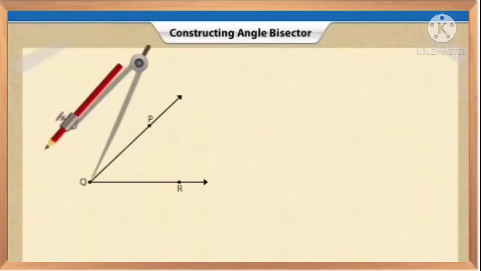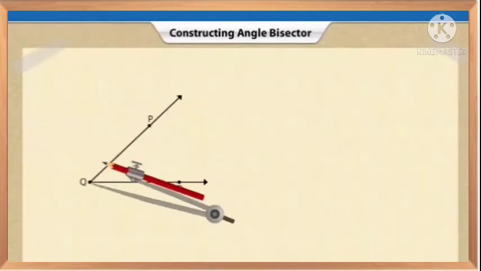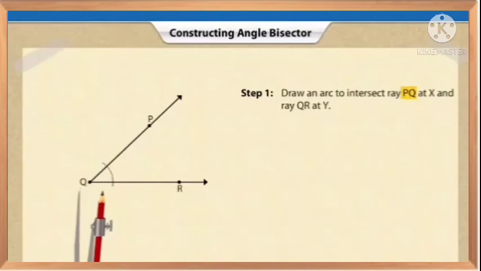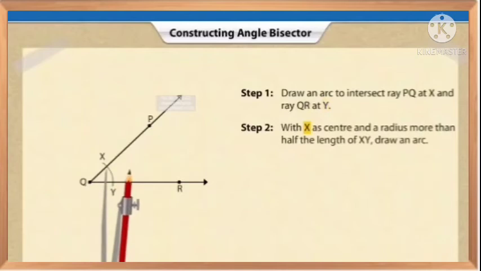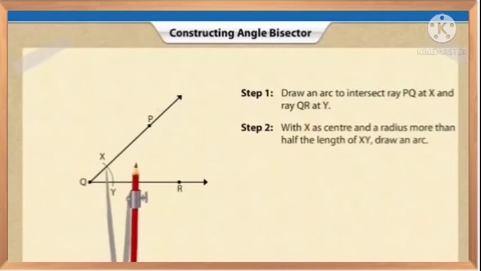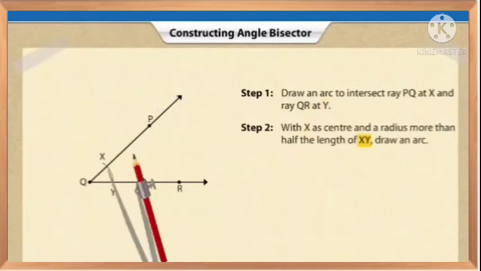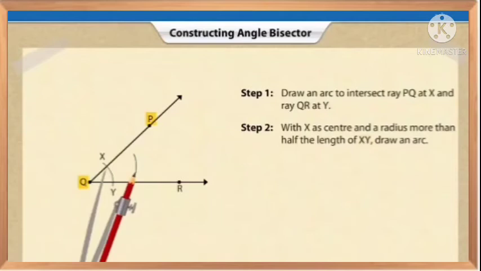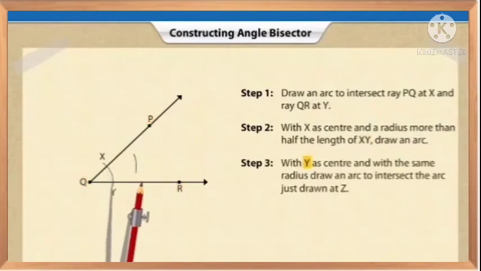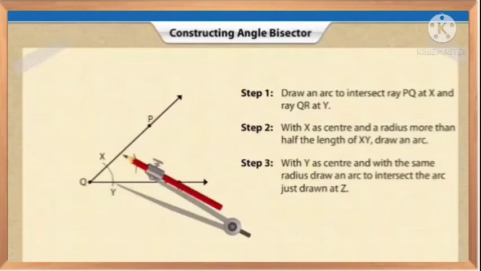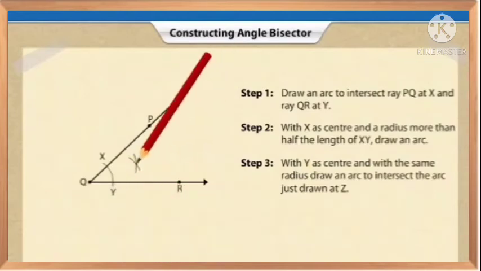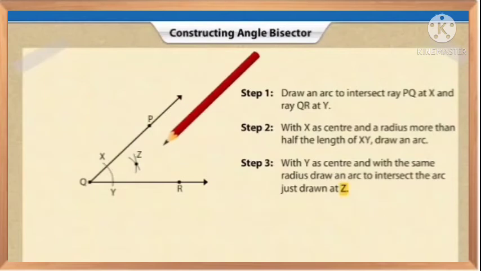Taking Q as center and a suitable radius, draw an arc which intersects the ray PQ at X and the ray QR at Y. With X as center and a radius more than half the length of XY, draw an arc in the interior of angle PQR. Similarly, with Y as center and keeping the same radius, draw an arc to intersect the arc just drawn. Mark the point of intersection as Z.